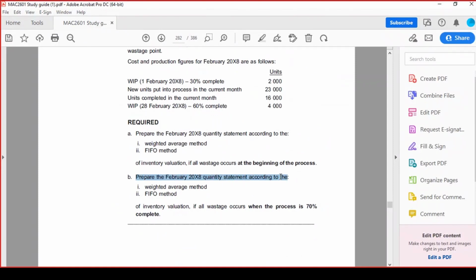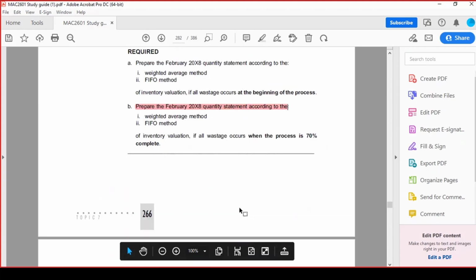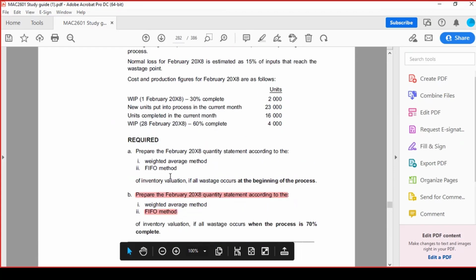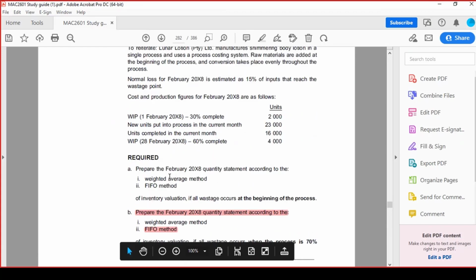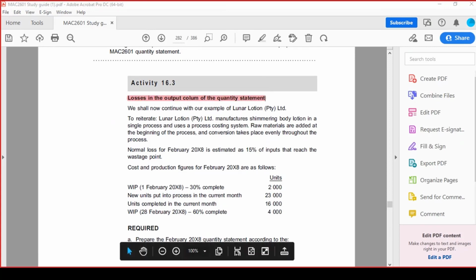I want one where there's a percentage, because the ones at the beginning are a bit confusing. And I want us to focus on first in, first out. Weighted average is not complicated because you don't split, right? So let's start. Losses in the output column of a quantity statement. Please bear with me, ask questions if you can, and then follow.